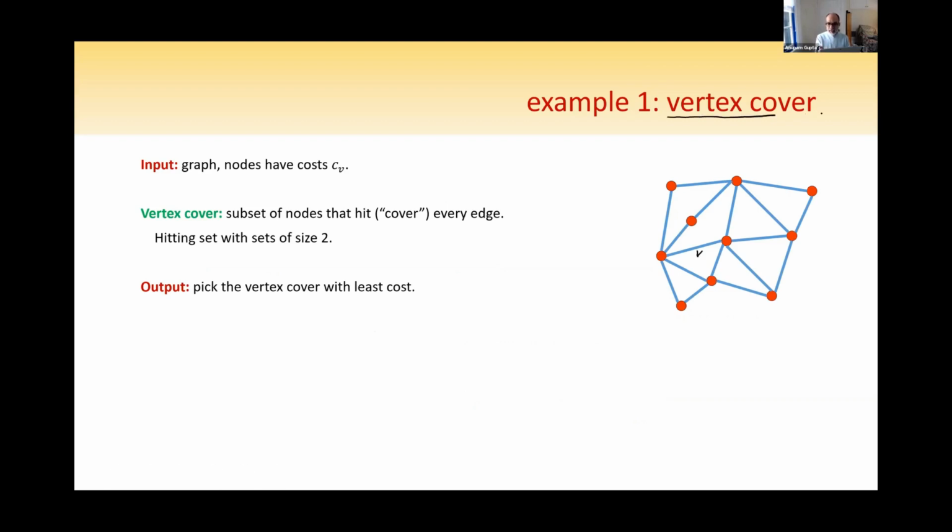It's a problem called vertex cover, which you saw yesterday as basically hitting set with sets of size 2. So really, every set is an edge of the graph. So I have a graph, and nodes have costs, let's say. A vertex cover is just a collection of vertices such that every edge has at least one endpoint in this vertex cover. And you want to pick the vertex cover at the least cost.